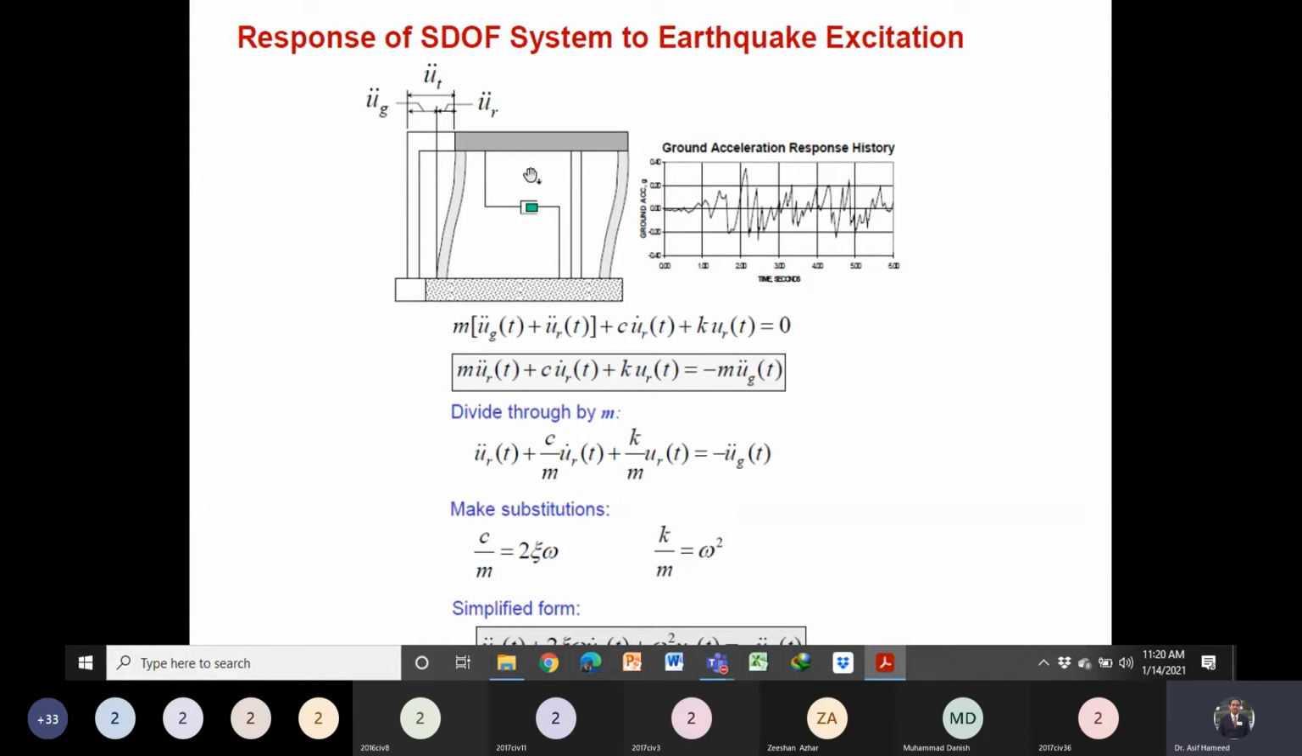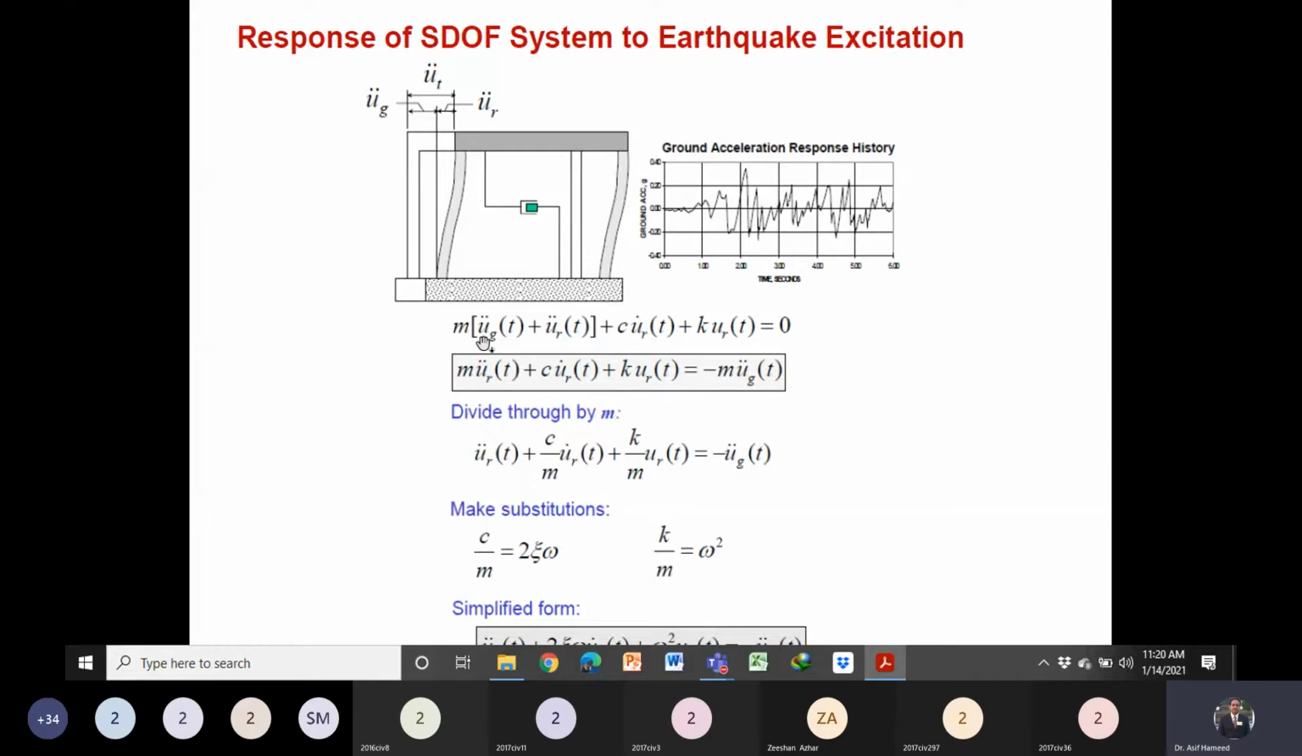We can write the equation of motion for the single story, single bay frame subjected to the ground acceleration. This one is the ground acceleration. So we can write the equation of motion: mass times the acceleration of the ground plus the acceleration of the mass, because of the stiffness and damping in the system, plus c times the velocity and k times the displacement, is equal to 0.